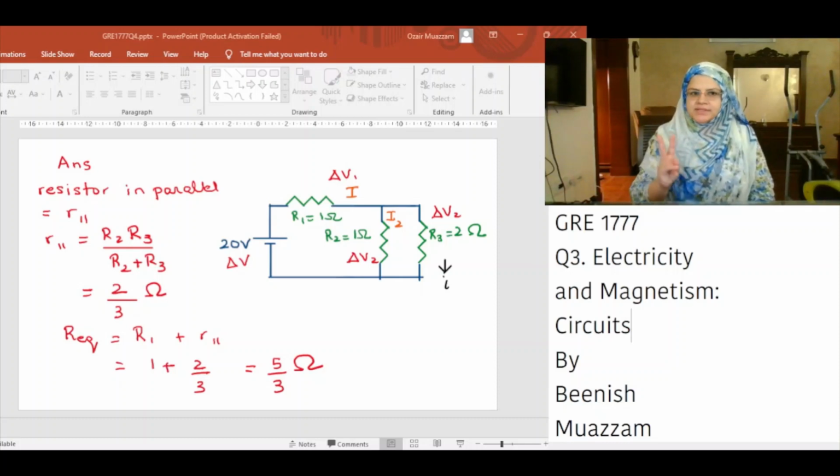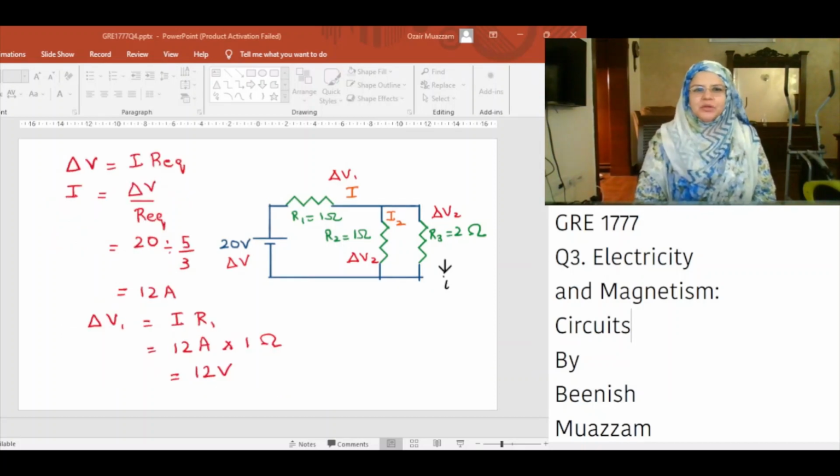There are two resistors in parallel, R2 that is equal to 1 ohm and R3 that is equal to 2 ohm. Therefore, we can use the formula R parallel is equal to R2 into R3 divided by R2 plus R3. This is equal to 2 over 3 ohm. Equivalent resistance is equal to R1 plus R parallel, that is equal to 1 plus 2 over 3, that is equal to 5 over 3 ohm.